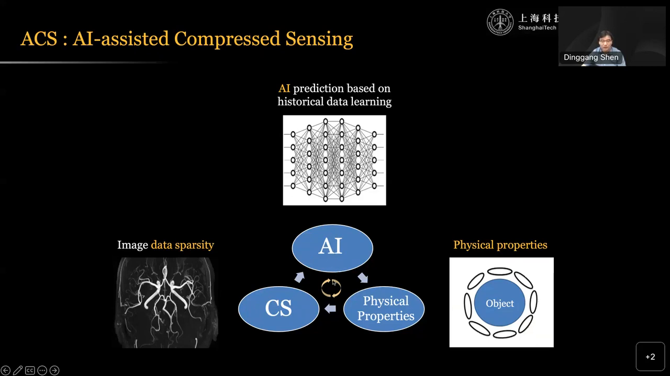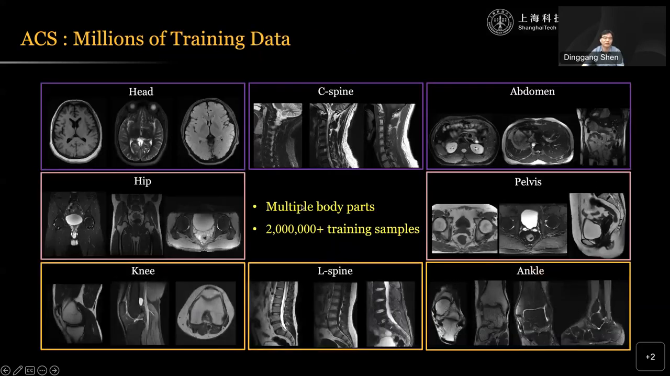Here, AI is used as a very good initialization for compressed sensing, meaning the AI algorithm can provide a result very close to the ground truth, and then we input it to the compressed sensing algorithm, which can do the optimization faster. So in this way, you combine AI and compressed sensing together. For example, we trained this algorithm on millions of data samples. Actually, we used 2 million training samples covering the whole body: from the head to the foot, spine, abdominal area, hip, pelvis, knee, and also ankle. So whole-body MRI imaging was used to train our AI-based compressed sensing.